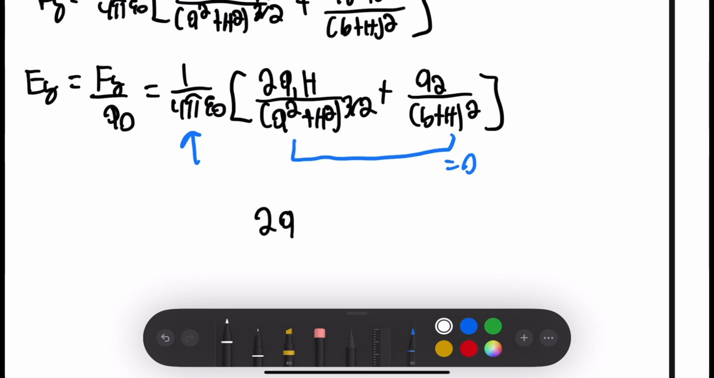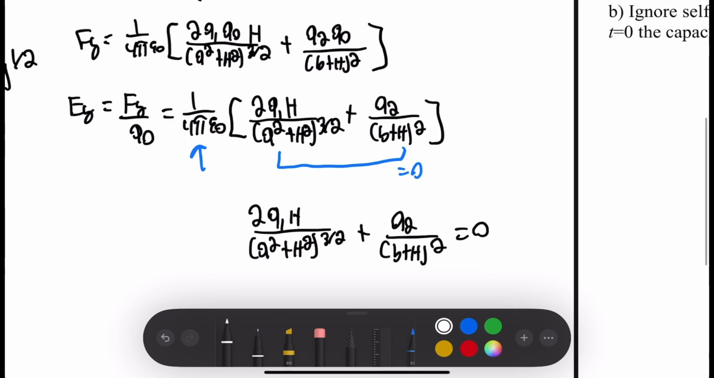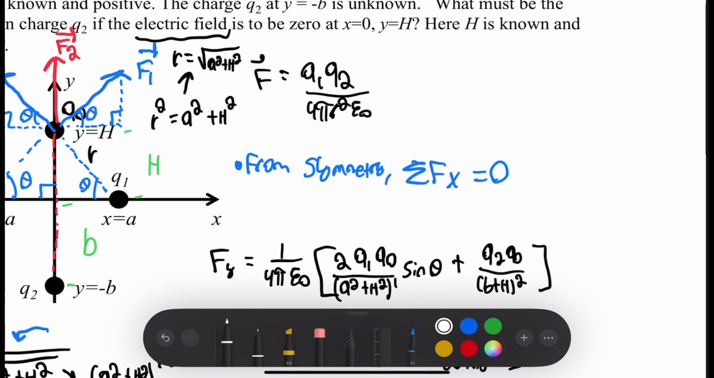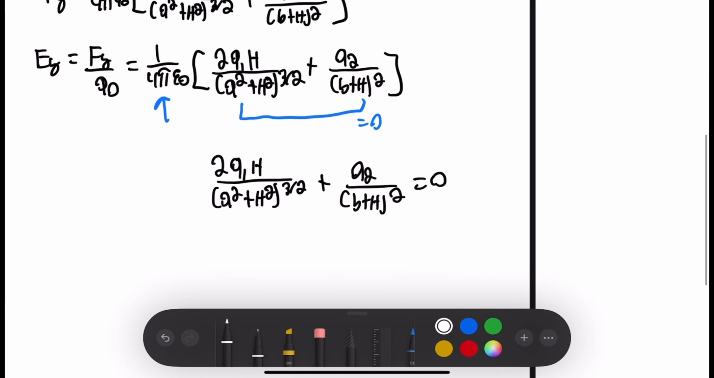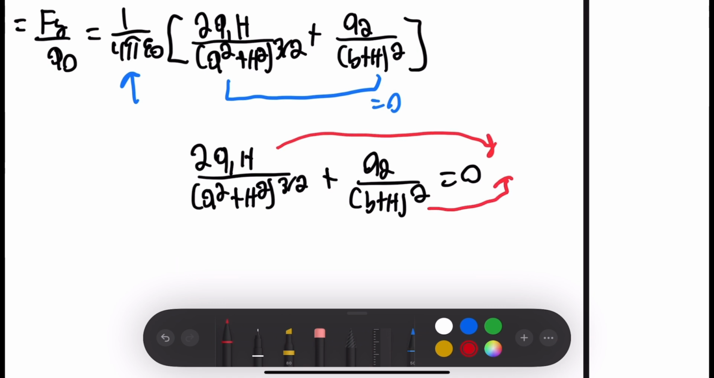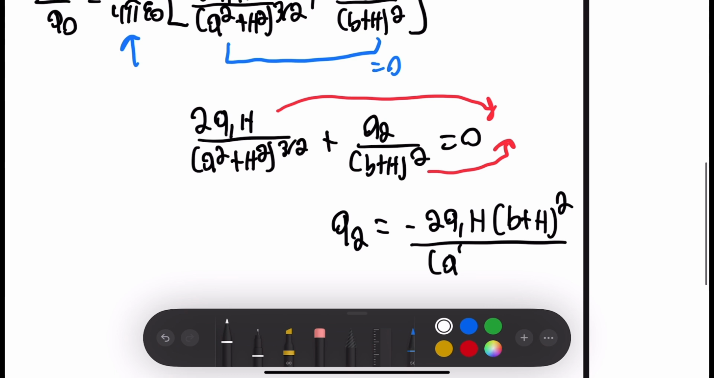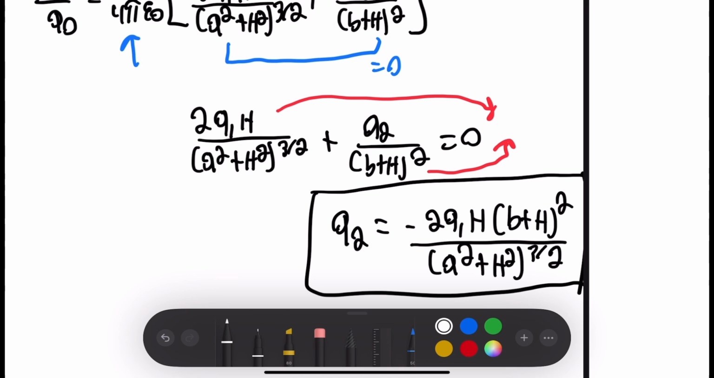So we're going to have 2 q1 h over (a squared plus h squared) to the 3/2, plus q2 over (b plus h) squared, is equal to 0. And the unknown charge in this case is q2. So we want to solve what q2 needs to be. So I'm just going to move this to the right, and then I'm going to multiply by (b plus h) squared. So I'll get q2 is equal to negative 2 q1 h (b plus h) squared divided by (a squared plus h squared) to the 3/2. And that would be the answer.